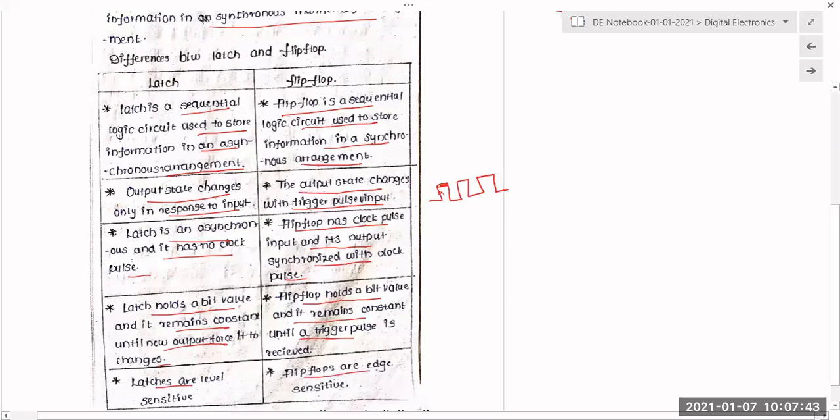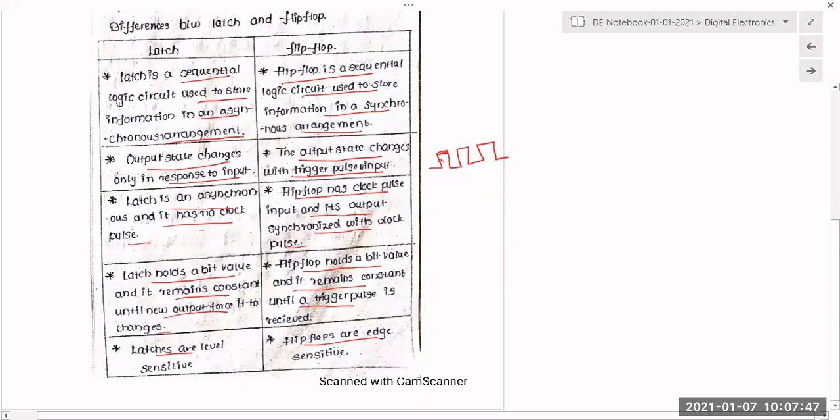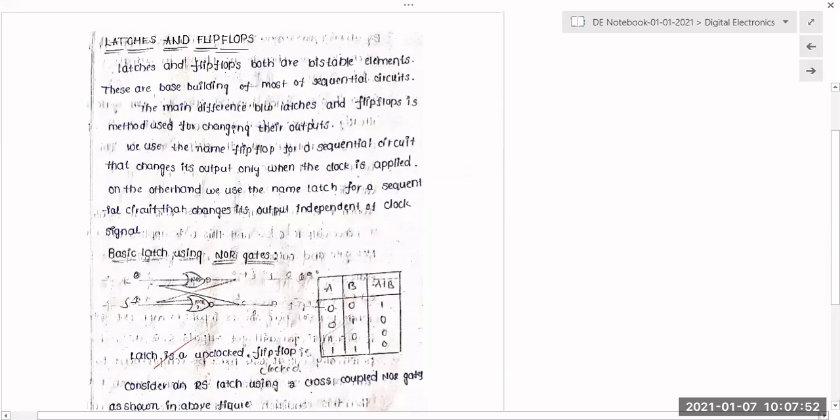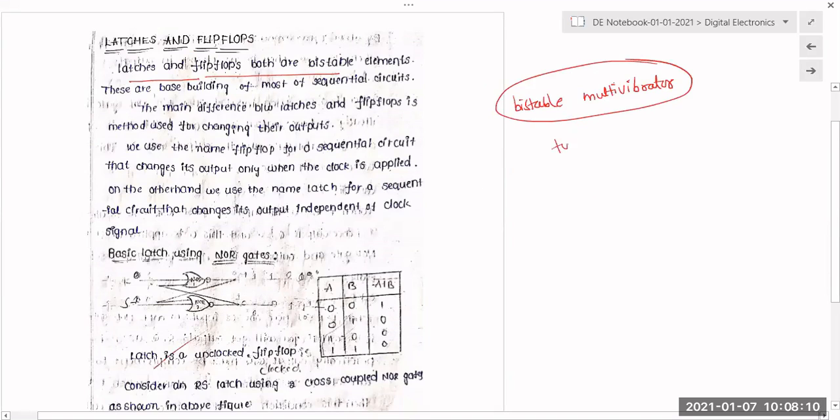Latches are level sensitive and flip-flops are edge sensitive. So latches change only at levels, but flip-flops have both level triggering and edge triggering. Next, latches and flip-flops both are bistable elements. That's why I can call latch and flip-flop both bistable multi-vibrators. What does bistable multi-vibrator mean? At any time it will give two stable states, that is the set state and reset state.